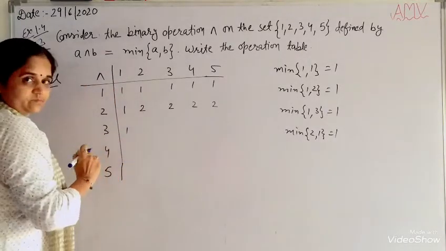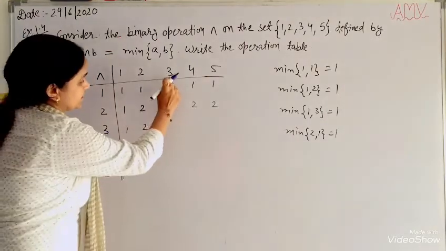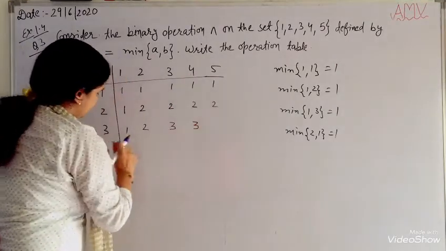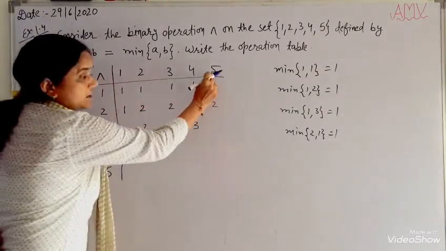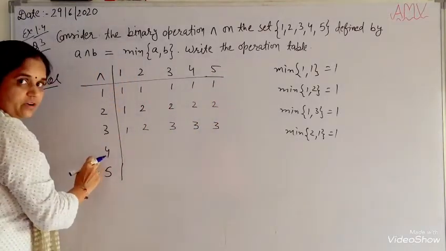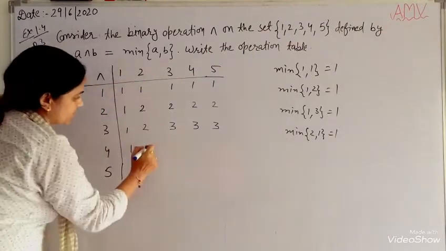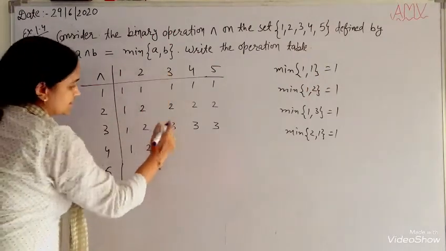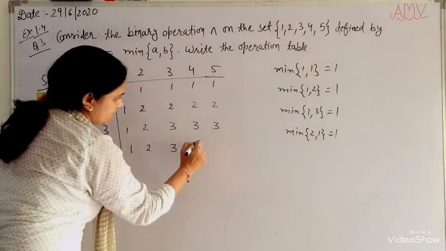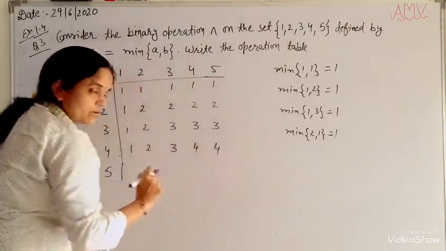It's 1. Minimum of 3 and 2 is 2. Minimum of 3 and 3 is 3. Minimum of 3 and 4 is also 3. Minimum of 3 and 5 is 3. Now apply the same operation for 4. 4 and 1, you will get 1. 4 and 2, the minimum value is 2. 4 and 3, the minimum is 3. Minimum of 4 and 4 is 4. Minimum of 4 and 5 is also 4.